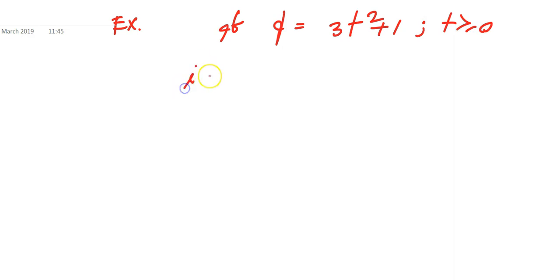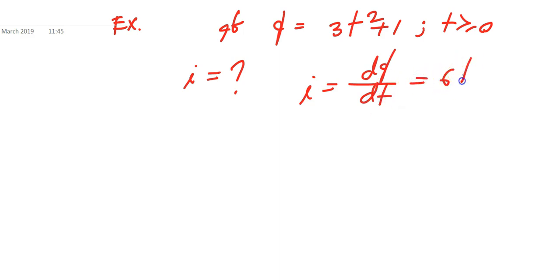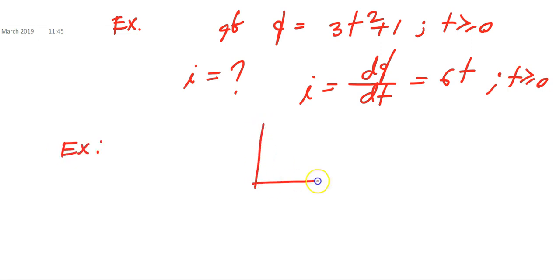Example: if q passing through the element is defined by 3t² for t greater than or equal to 0, what is the current for t greater than or equal to 0? So simply use the relation i = dq/dt, which will give you 6t for t greater than or equal to 0.